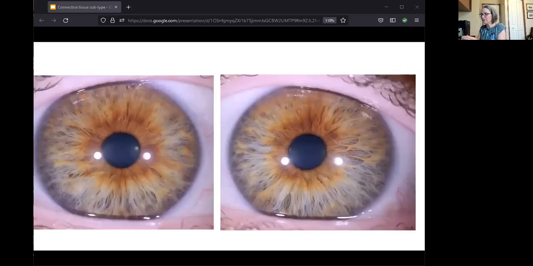Here is another connective tissue type. Thank you, Christina. I appreciate that thumbs up as well. Amazing. Now you're going to see, oh, and the hearts. I do love the hearts on Instagram.